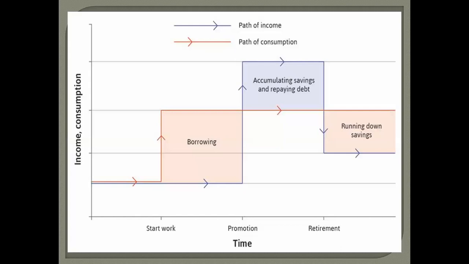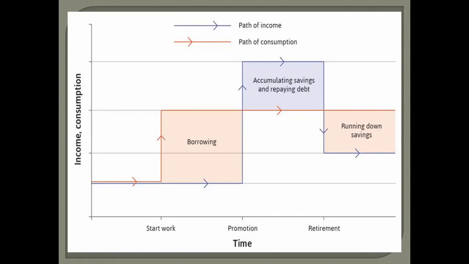Now, this figure explains the smoothness of consumption by households. Along the horizontal axis, we show time, and along the vertical axis, we show two things: income and consumption. The blue line represents the path of income, and the red line shows the path of consumption. On the horizontal axis, we have three stages: starting to work, getting a promotion, and retirement.